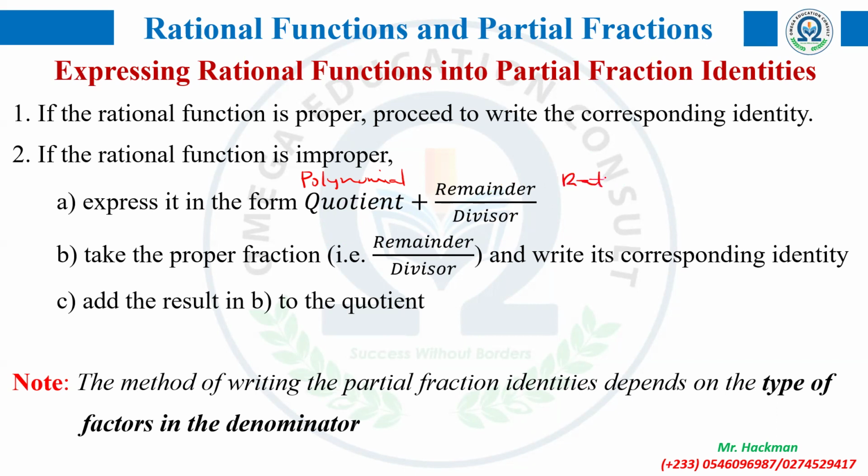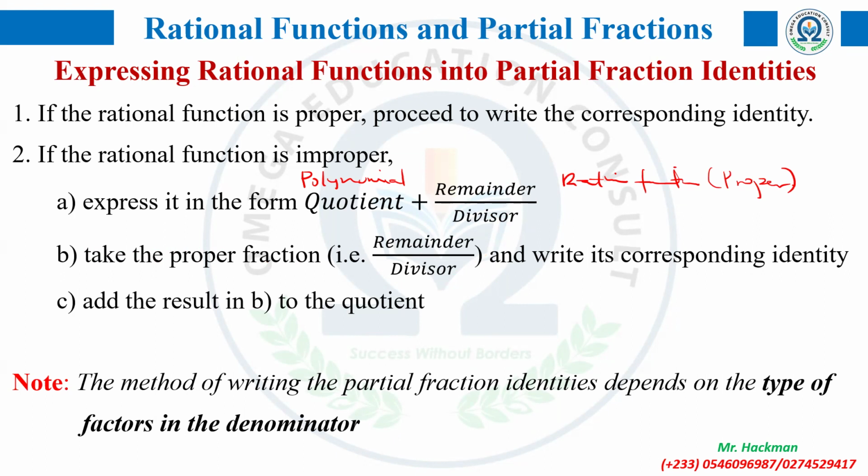Rational function, which always will be proper anyway. So in some books you see polynomial plus a rational function, and that rational function will be proper, always. So in this situation, we are going to use exactly what you have there. So after that, what do you do? You take the proper fraction, which I said will be this, and write the corresponding identity.